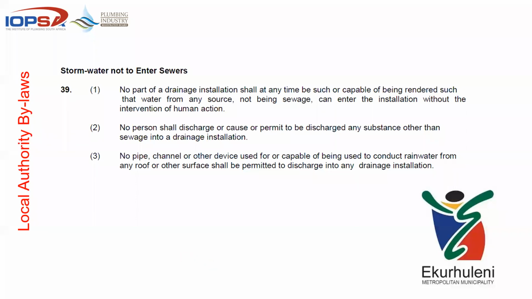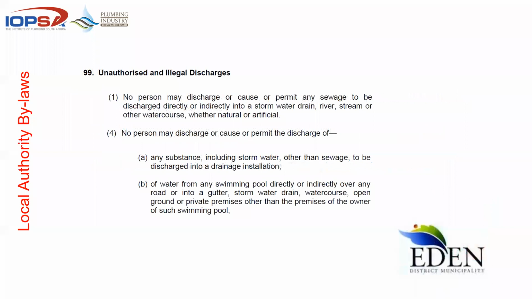All of these bylaws that we are going to look at basically say exactly the same thing. First one says no sewage into the stormwater. The second portion says any substance, including stormwater, may not be discharged into a drainage installation. And once again, they've even covered the discharge or the backwash from your pool.